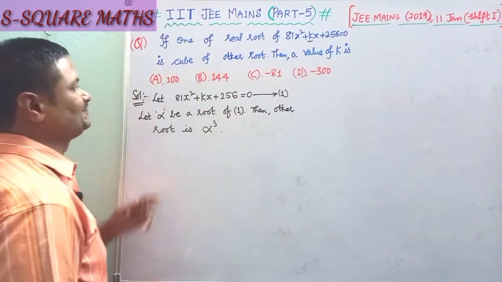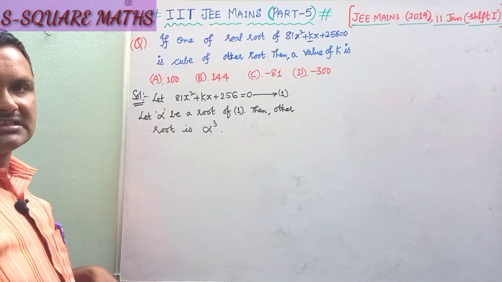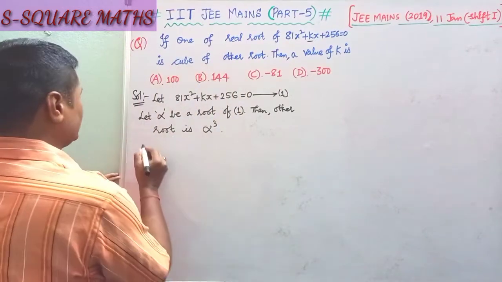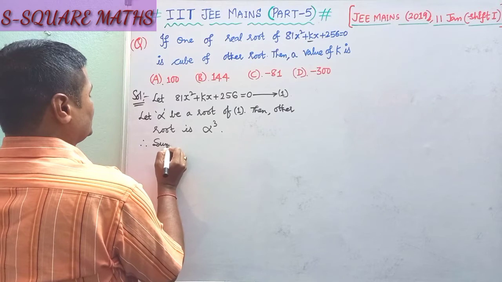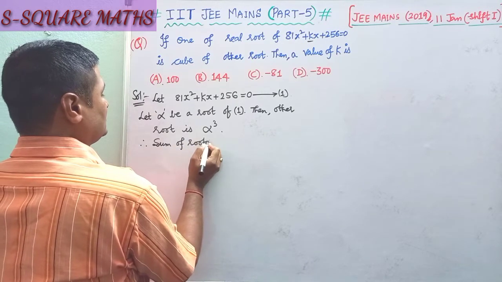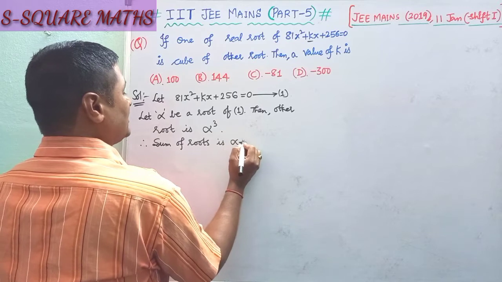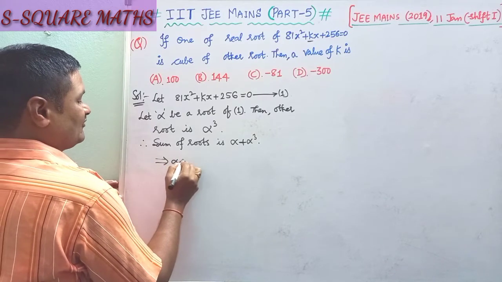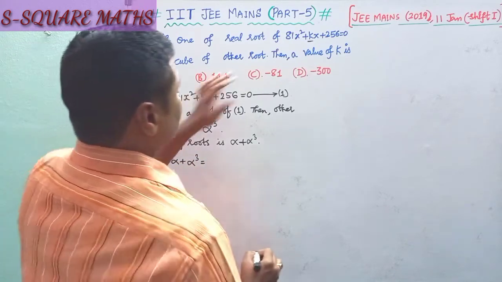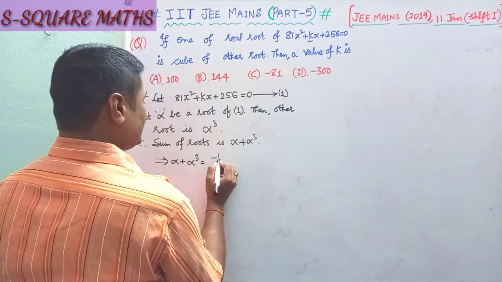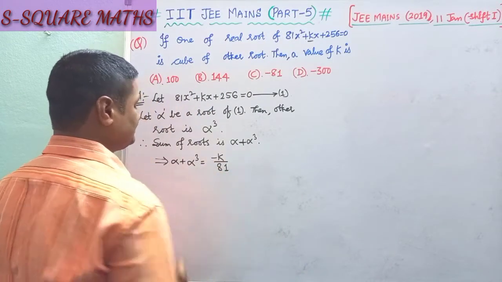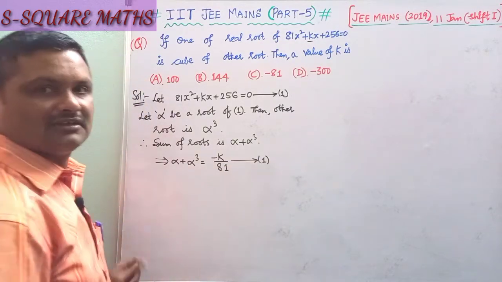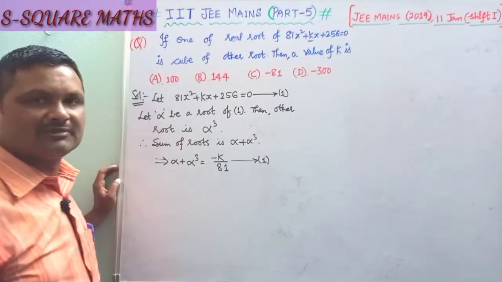Now here we know that the sum of the roots is minus b by a, and the product of the roots is c by a. Let us apply that here. The sum of the roots is alpha plus alpha cube. So I can write alpha plus alpha cube is equal to minus b by a, which is minus k by 81. Mark this as equation 1, since alpha plus beta is minus b by a.